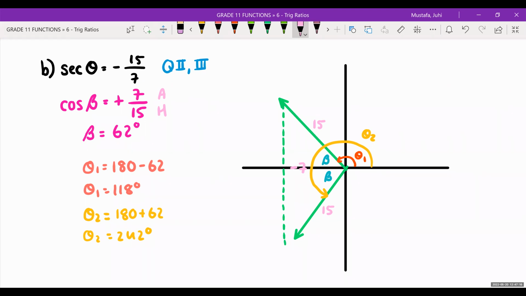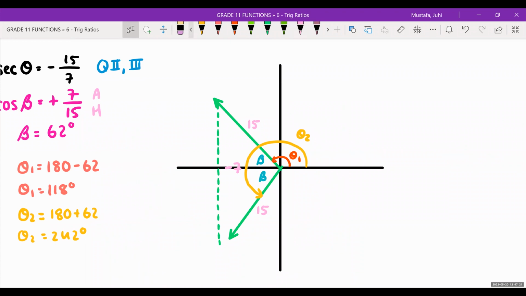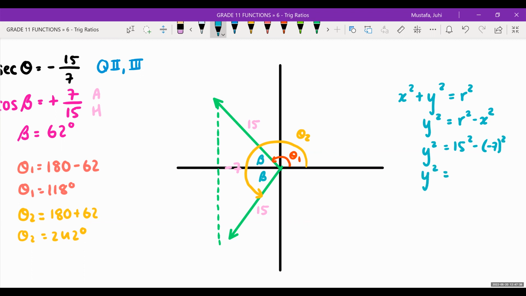And what are we trying to solve for? What letter? Y. So we're going to go ahead and do the Pythagorean theorem for y. So again, x squared plus y squared is equal to r squared. Y squared is equal to r squared minus x squared. And then just go ahead and solve this. 15 squared minus negative 7 squared. Y squared is equal to 15 times 15 minus 49. So I'm getting 176.